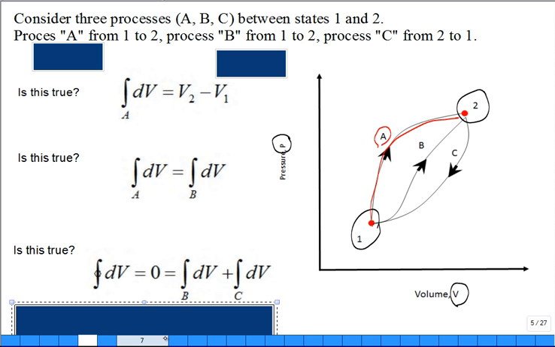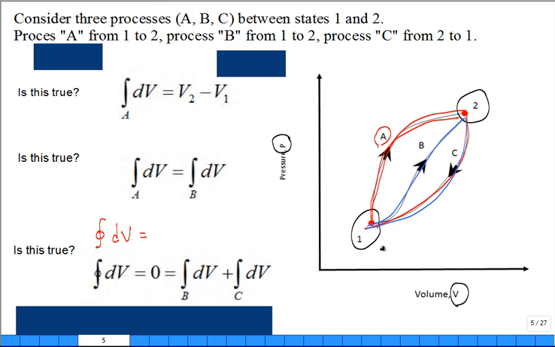Let me ask this. We now introduce the cyclic integral. What does that mean? Over a cycle, I'm going to end at the same state that I started at. That's what the cyclic integral shows, and we're going to integrate volume. Could I make that the integral along A, then back along C? Or could I have done B, then back along C? Either one of those loops or cycles would work.